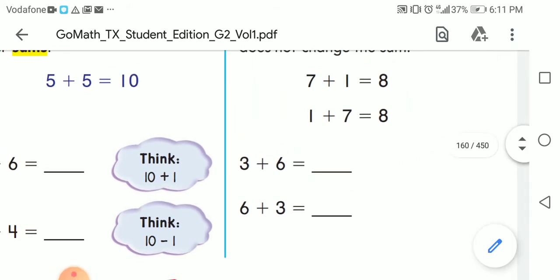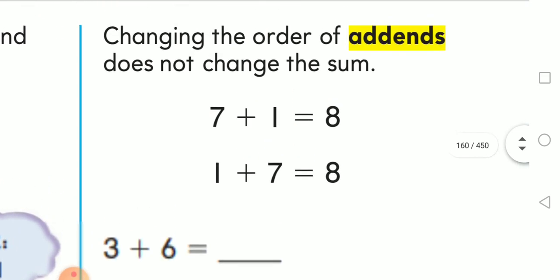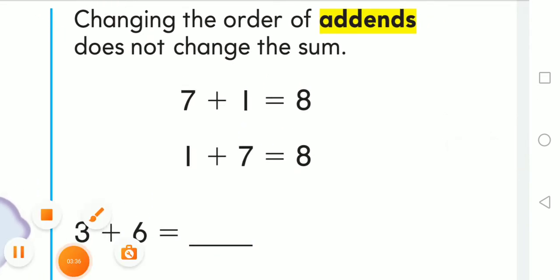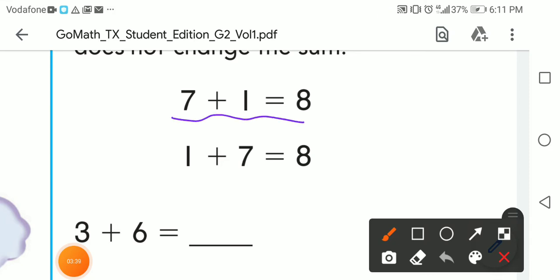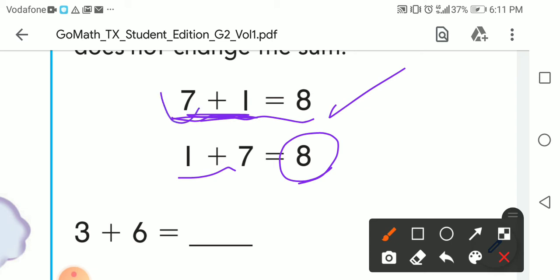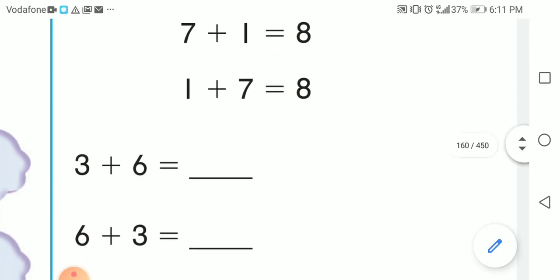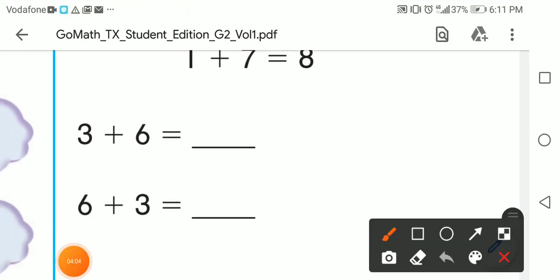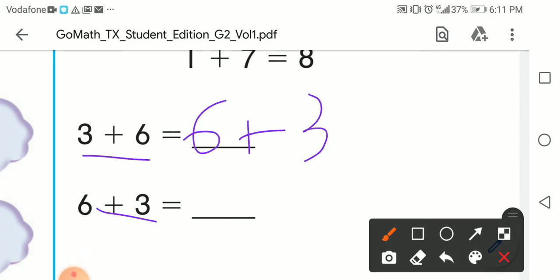Okay, guys? If I say something else, changing the order of addends doesn't change the sum. If I say 7 plus 1 equals 8, right? 1 plus 7 equals what? The same 8. So if I change the order of the addends, addends mean 7 here is an addend and 1 is an addend. So changing the order doesn't change the sum. So 3 plus 6 is the same as what? 6 plus 3, right?